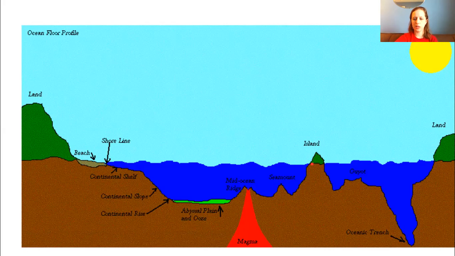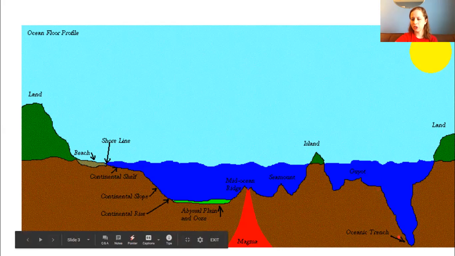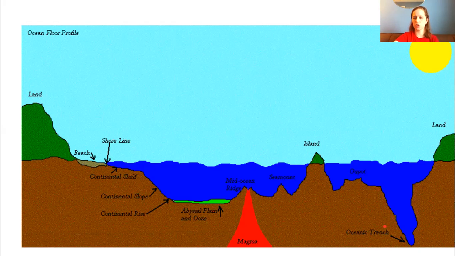The last thing I wanted to show you down here, guys, is an ocean trench. So a trench is very, very, very deep. It's thousands of feet deep. And it is very dark, very cold down at the bottom. And there's a lot of water pressure. So there's a lot of water pushing down on top of you at the bottom of that trench.